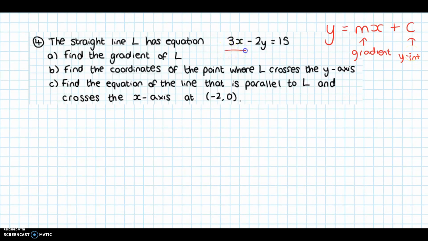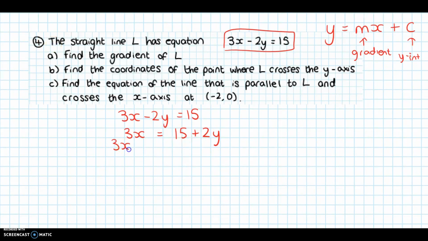So if I look at this equation that they give me, it's not written in this form. So I would say my first thing to do is try and rewrite it so it looks like this. So I'm going to add 2 y's to both sides. I'm going to get 3x equals 15 plus 2y. I'm going to minus 15 from both sides.